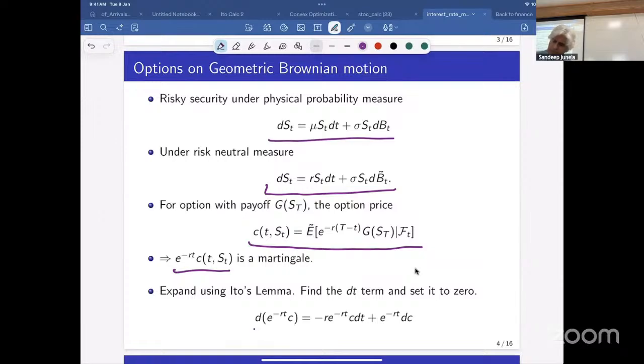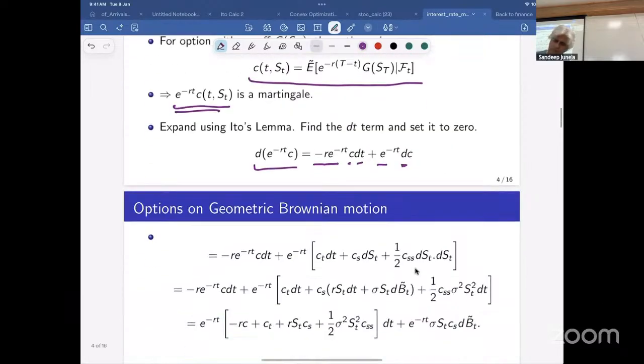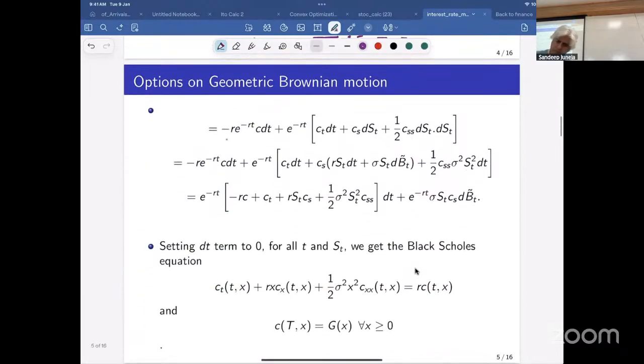So now we'll apply Ito's lemma to e to the power minus RT times C. I'm just applying Ito's lemma to this guy right here. That's minus R e to the power minus RT dt into C, and e to the power minus RT into dC, right? That's minus R e to the power minus RT C dt, and then dCt is just this quantity right here, again by Ito's lemma.